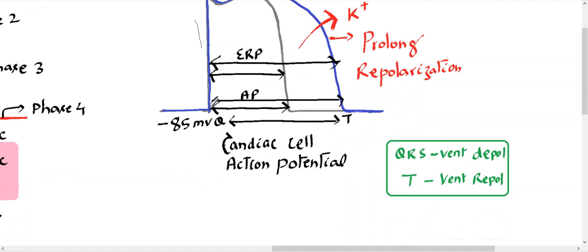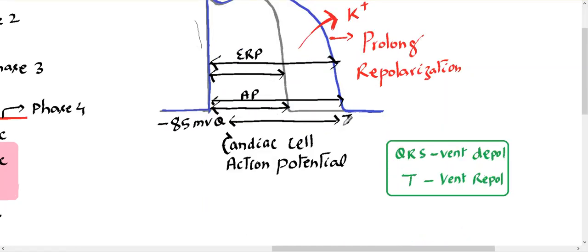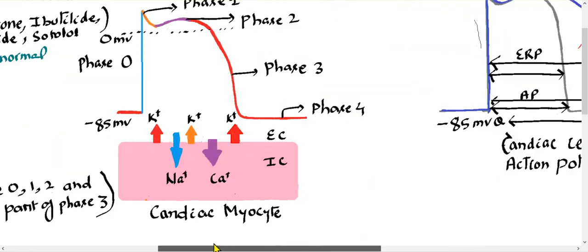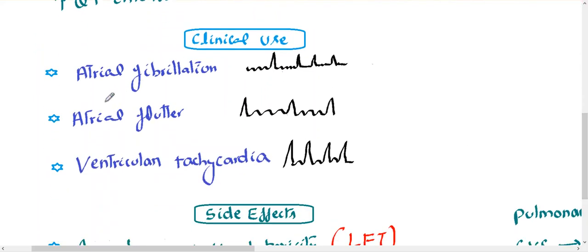Now coming to the QT interval. What is the QT interval? First of all, on the EKG, the QRS is ventricular depolarization, right? And the T wave is ventricular repolarization. So you can see this is the normal QT interval, and after giving a class 3 antiarrhythmic drug, the QT interval is prolonged, right? So as you saw here, guys, everything is prolonged: the action potential, the effective refractory period and the QT interval. And I'm sure you don't have to memorize it, you have understood the graph clearly.